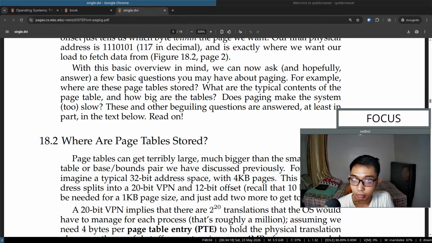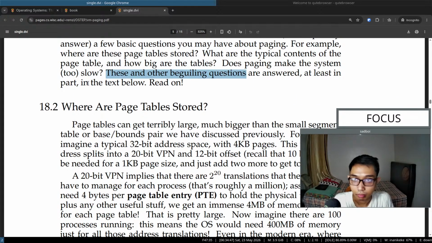Yeah, there are a few basic questions about paging. Where are these page tables stored? What are the typical contents of the page table? And how big are the tables? Does paging make the system too slow? This and other beguiling questions are answered, at least in part, in the text below. Read on.